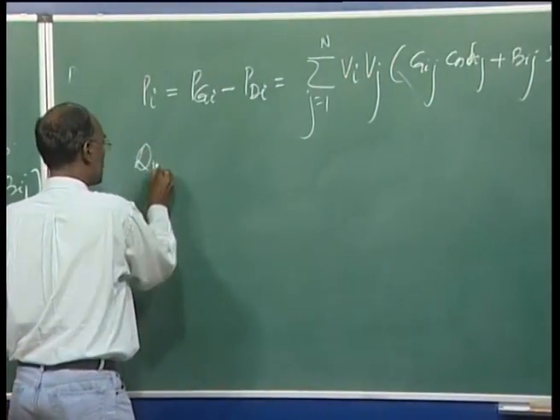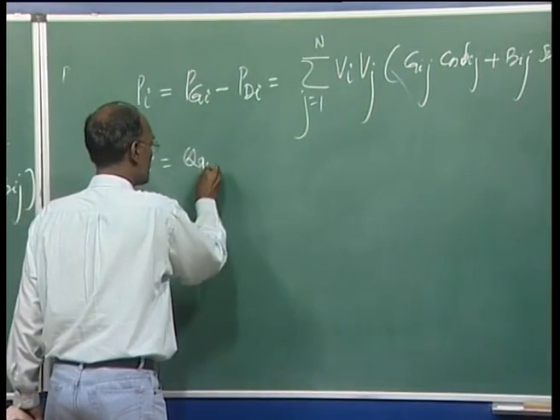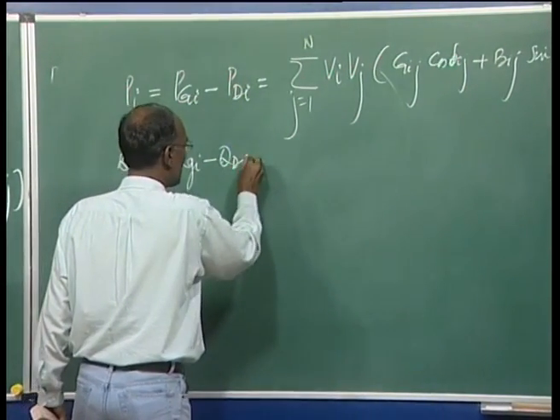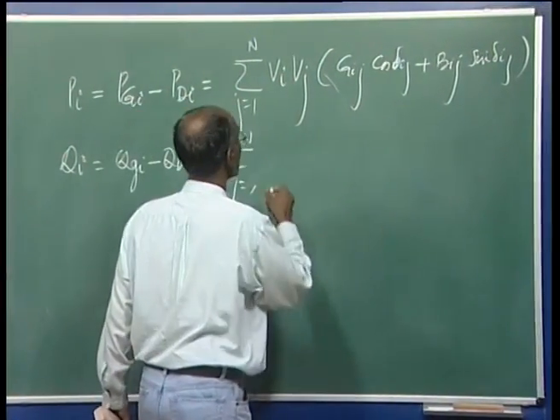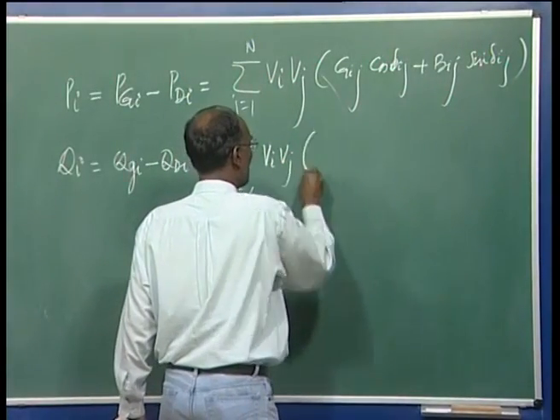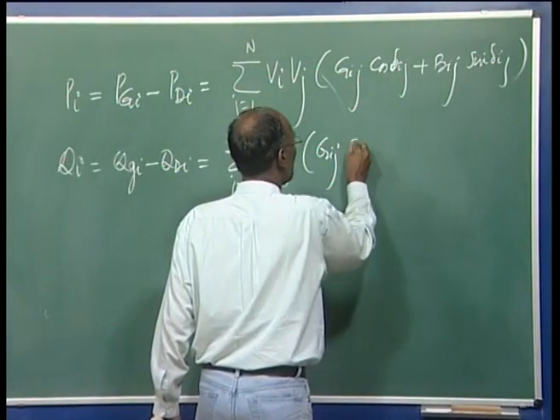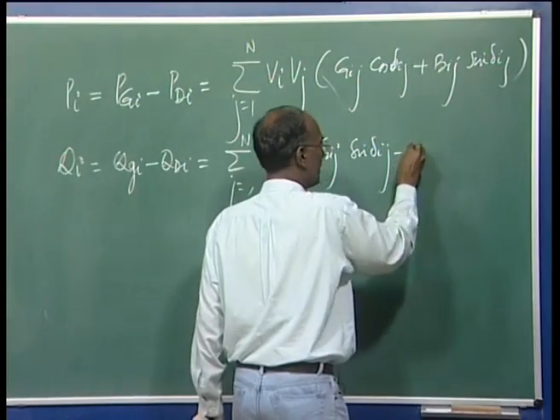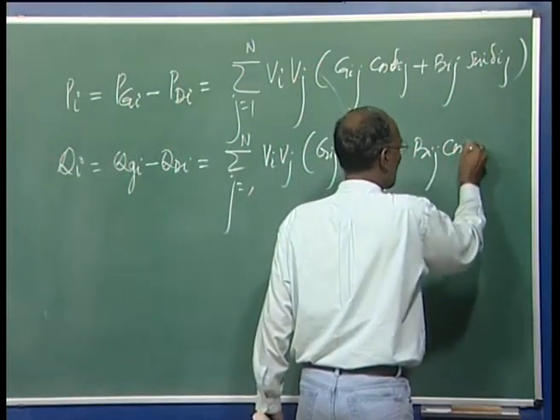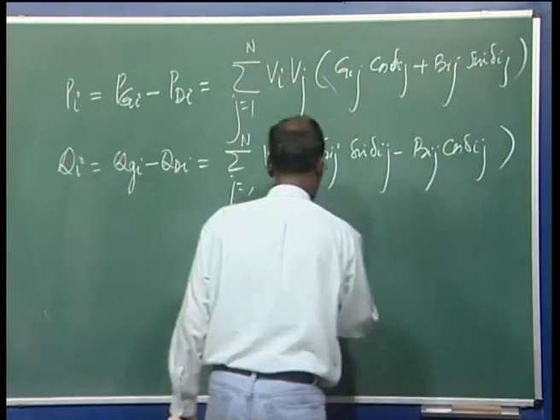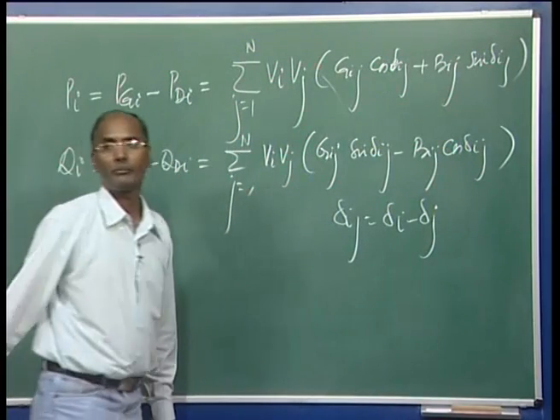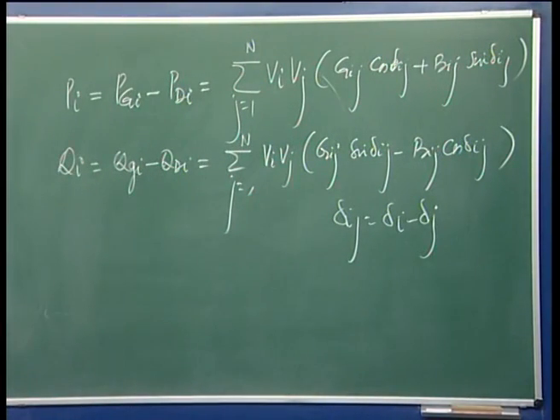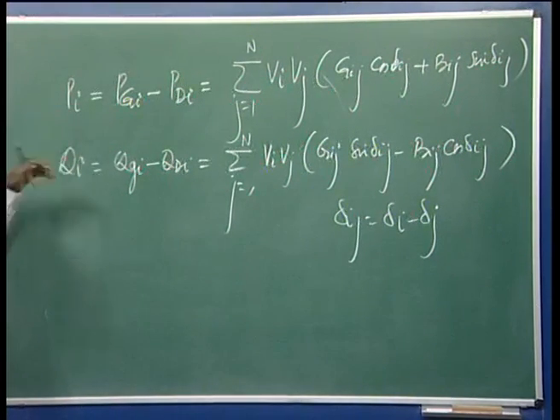Similarly, we can write Qi, that is QGi minus QDi, equal to the summation of j equal to 1 to n, where n is the number of buses in the system, of Vi Vj times Gij sin delta ij minus Bij cos delta ij. Basically, delta ij is nothing but delta i minus delta j.